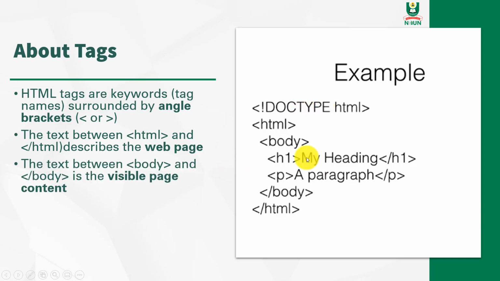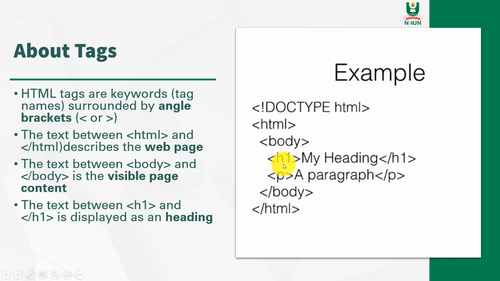Now, you can see that there is a body tag here. So this is the opening body tag, and you also have the closing body tag. The text between the opening and closing body tag is the visible page content. So what you see in between the body tags is the visible page content, what everyone will see. So things before it or after it may not be seen. So the body tag tells you this is the body of my document.